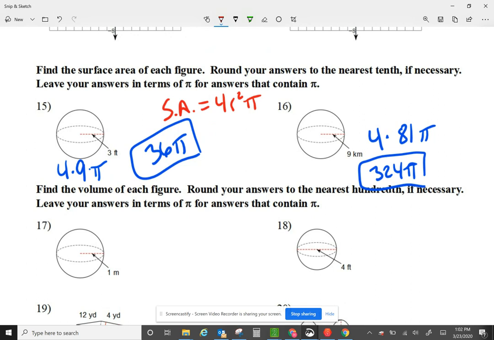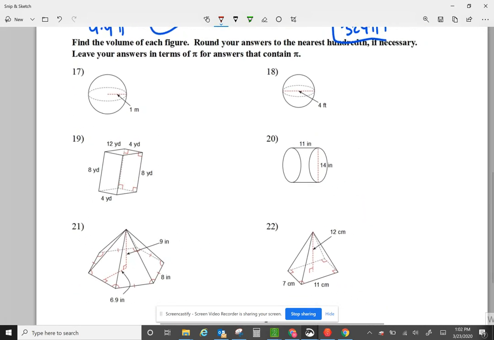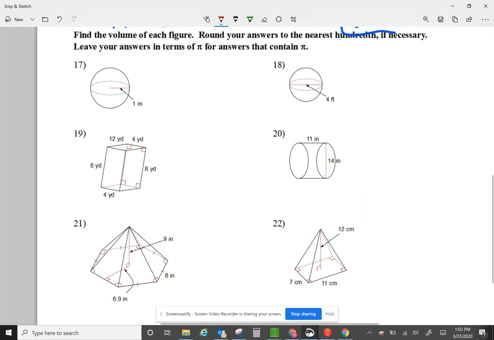Now the volume was for spheres to begin with. The volume of the spheres, I'm going to do my formula here at the left. My volume is 4 radius cubed pi over 3. So for question number 17, I'm going to go 4 times 1 pi over 3.